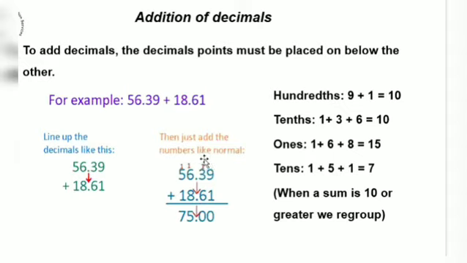Now in the tenths place, we have three numbers: 1 plus 3 plus 6, so it will be 10. Again 0 will be written here and 1 will be carried to the ones place. Now at the ones place, we have 1, 6 and 8. So 6 plus 1 plus 8 is equal to 15. So 5 will be written here.